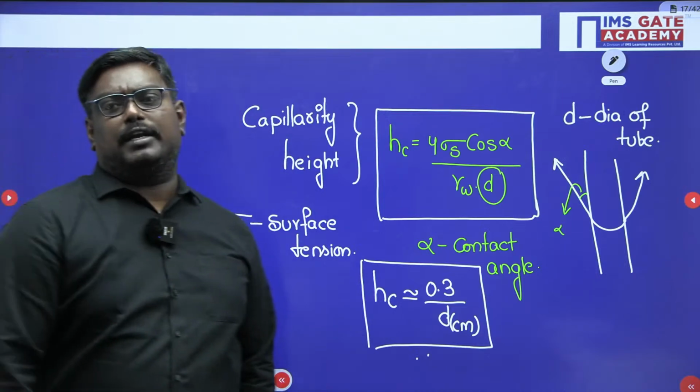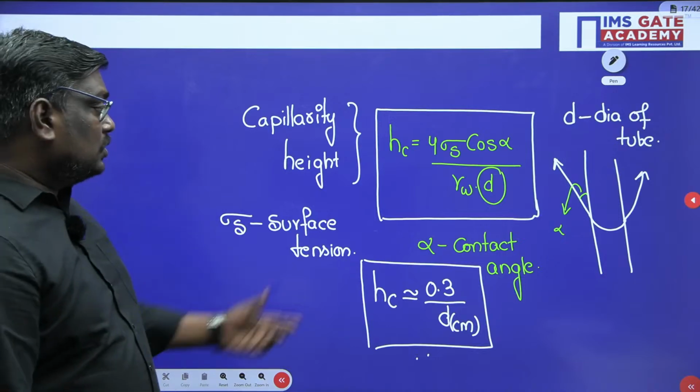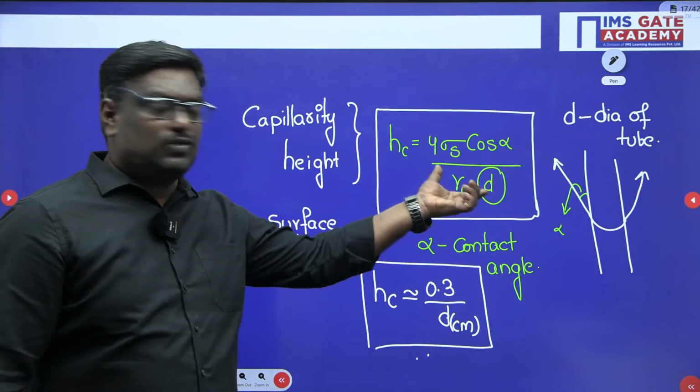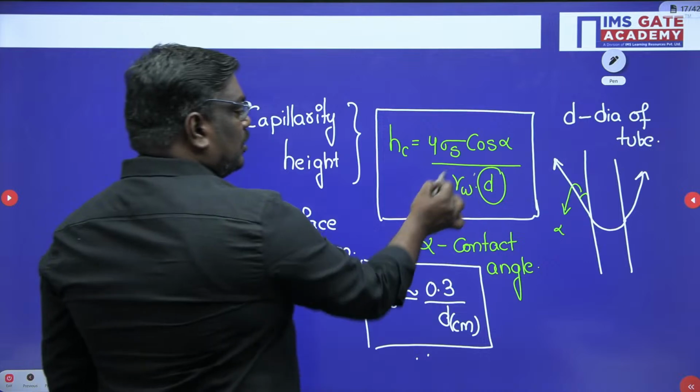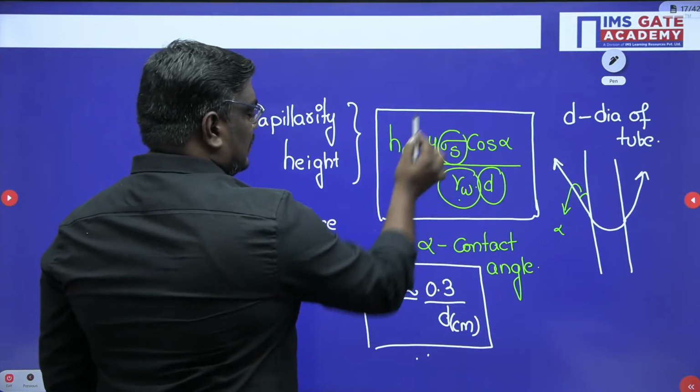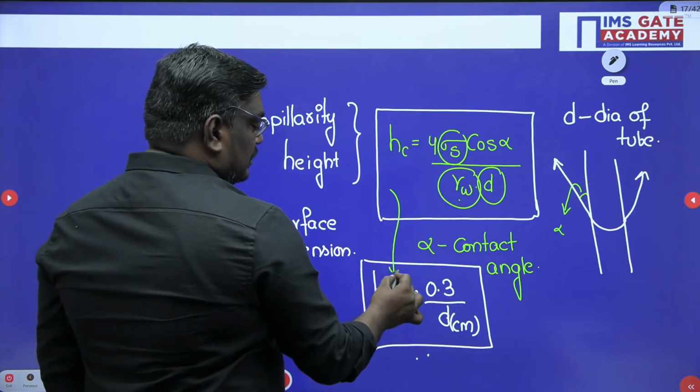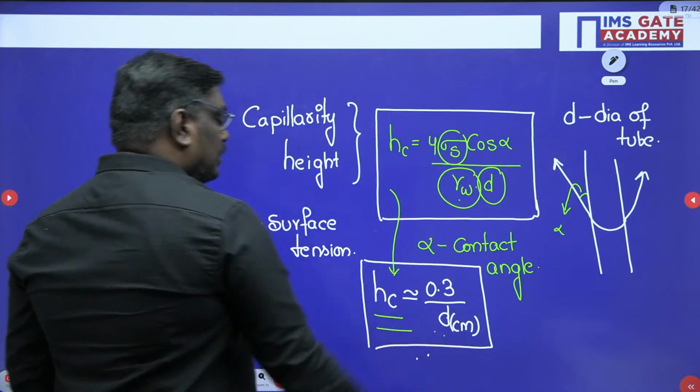Angle of the contact angle. Very good, Gagan. So, the actual formula is this one. If you substitute this, because you know what is gamma W, what is surface tension, the formula can be simplified this way.